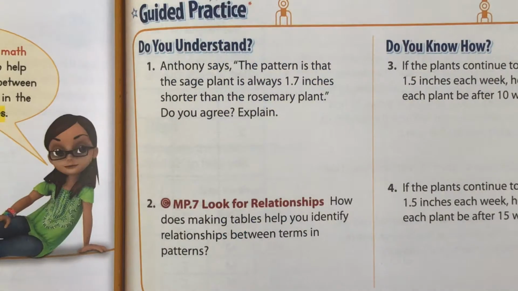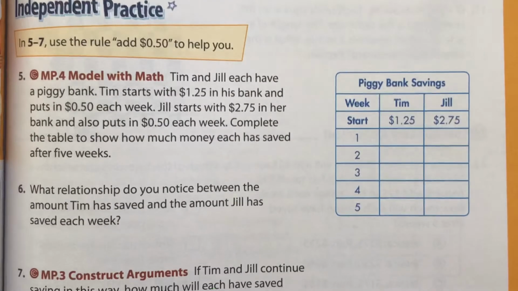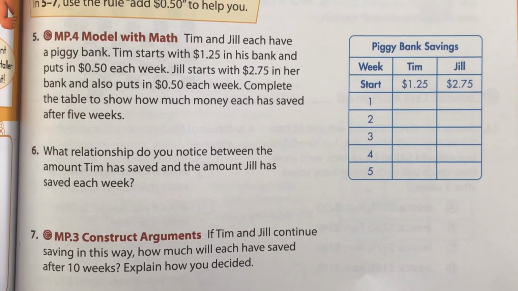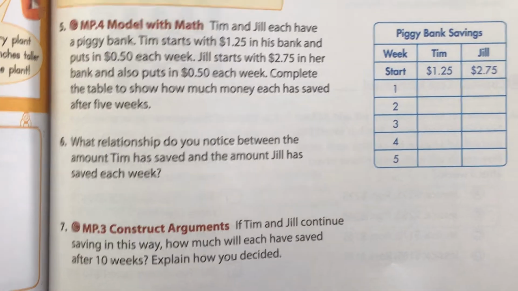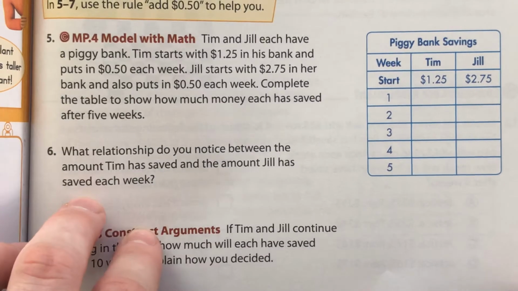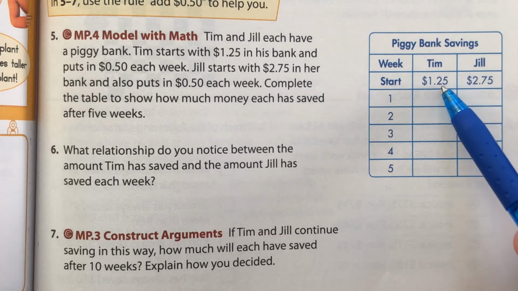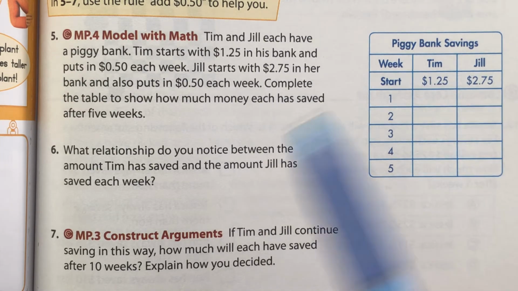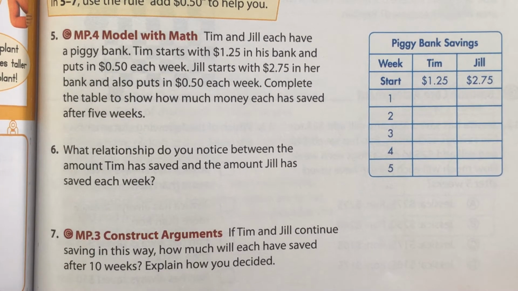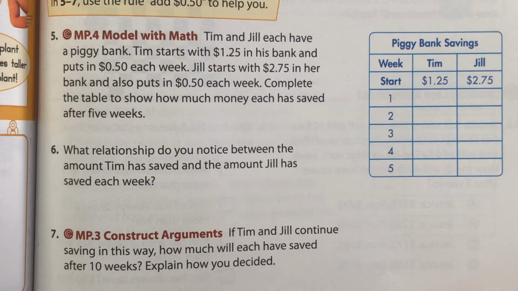Let's look at another one. All right, so I am on page 815 in your workbook. So I would turn to page 815. All right, so it says Tim and Jill each have a piggy bank. Tim starts with $1.25 in his bank and puts in $50 each week. Jill starts with $2.75 in her bank and also puts 50 cents in each week.